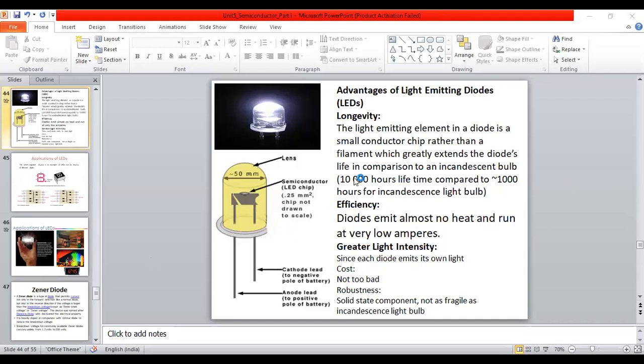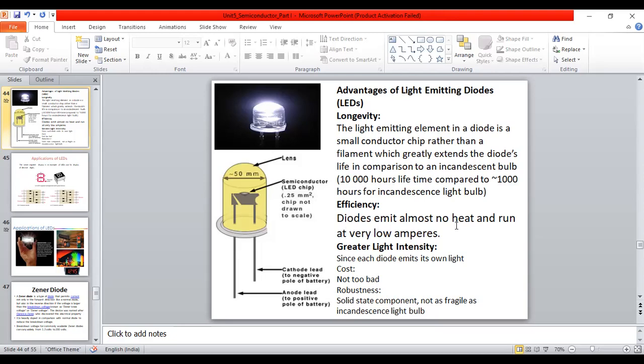Compared with the incandescent lamp, 10,000 hours, it is increasing here now. The life of the LED is 10,000 hours compared with 1,000 hours for the incandescent lamp. So 10 times increase in life of the LED compared with the incandescent lamp. Is it clear? So the efficiency will increase.